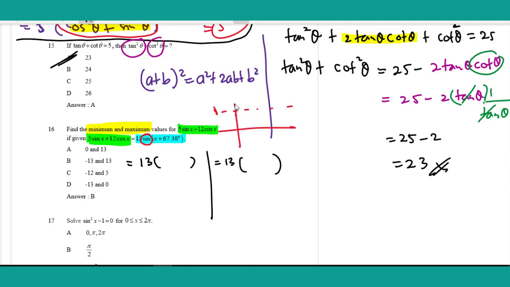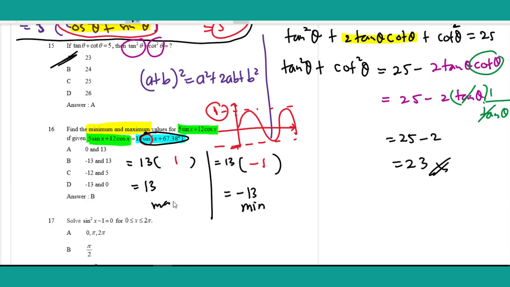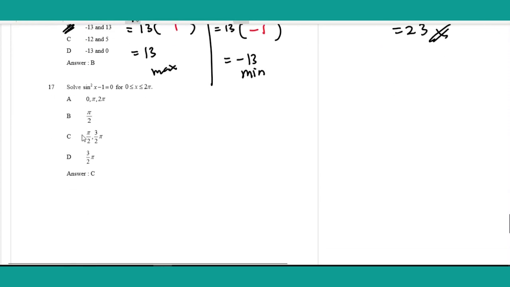Maximum is 1, minimum is negative 1. Then substitute this term with either 1 or negative 1. The answer is 13, negative 13. This is minimum, this is maximum. Why? Because 13 is greater than negative 13. So minimum is negative 13, maximum is 13. Answer is B. Okay.